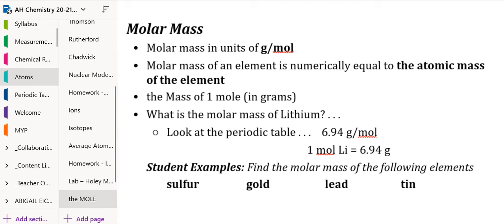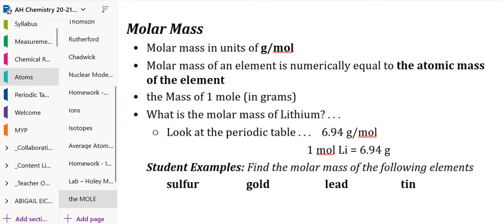Okay, so molar mass is numerically the same as average atomic mass. So find lithium on your periodic table. What's lithium's symbol? Li. So find lithium. What is the average atomic mass of lithium? 6.94. We're going to use your periodic table that you have printed off.